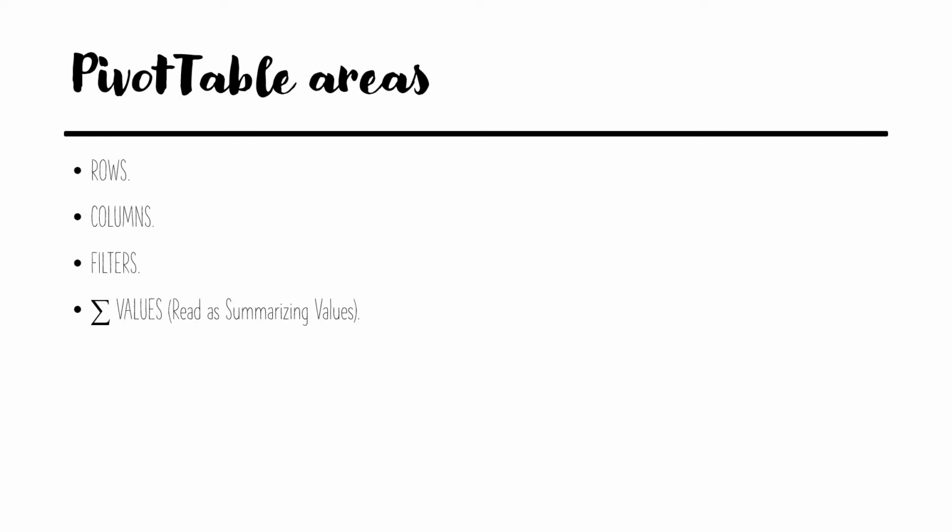The third one is filters, that is nothing but filter area or filters area. Filters area is an option which allows the user to do further drill down or pull down in the data set. And the last one is values, where this is mainly used for performing calculations.